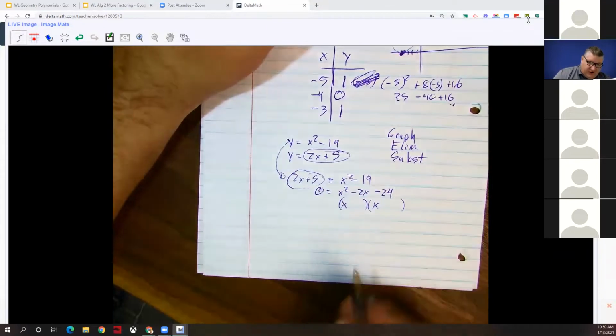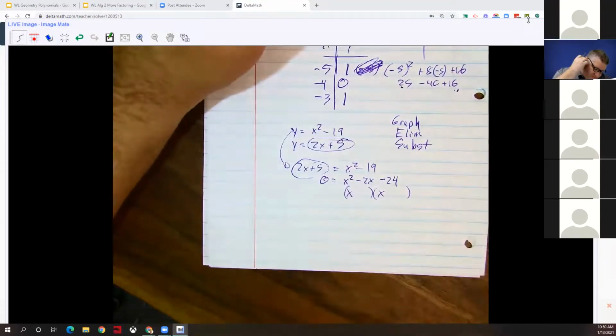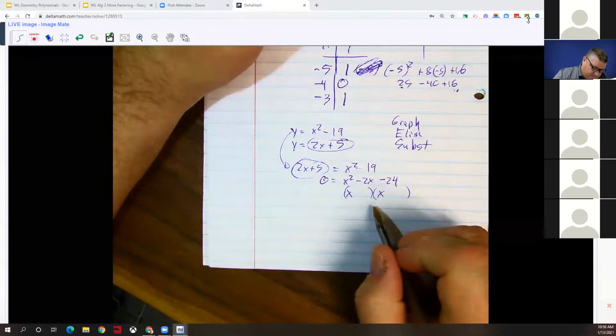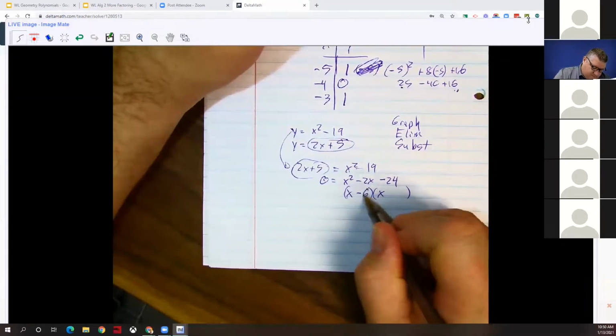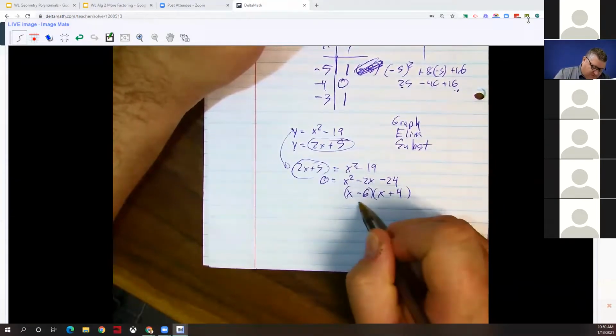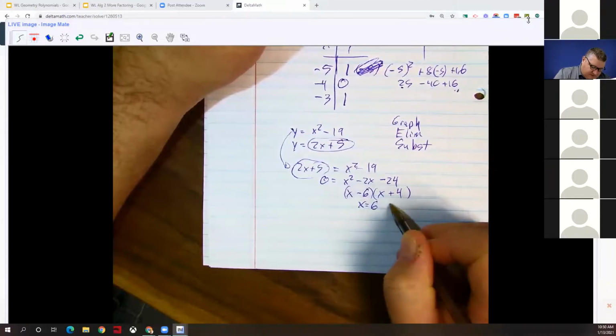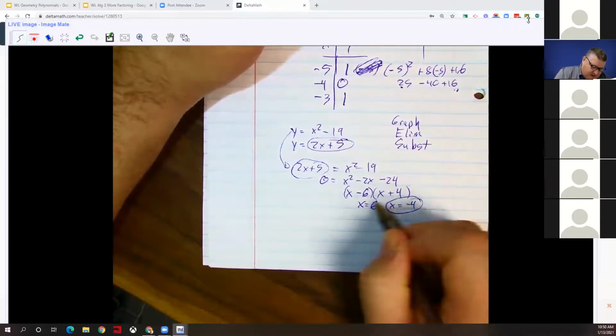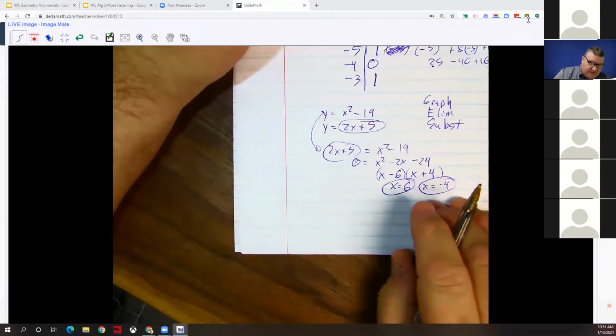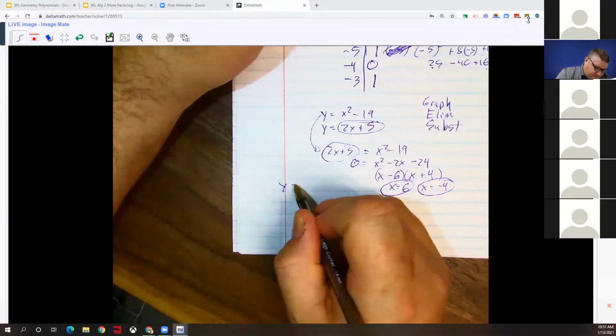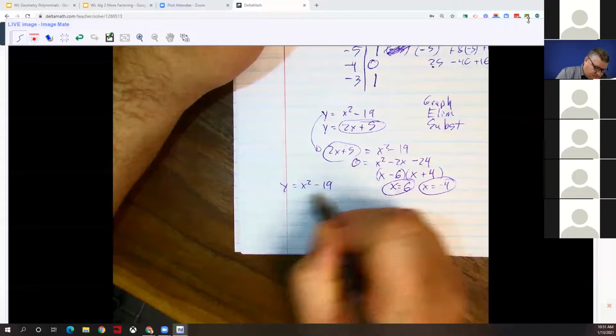X, what goes in here? What do I get? Minus 6, plus 4. X minus 6, x plus 4. Yeah, x equals 6, x equals -4. Now, by the way, let's do combination real fast.